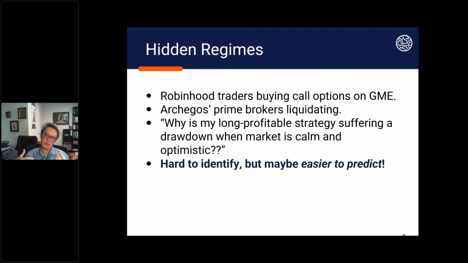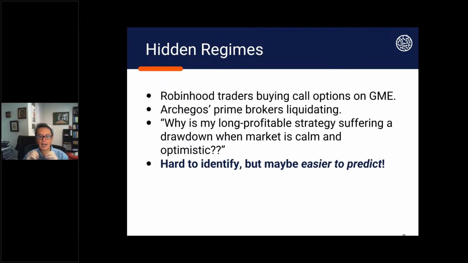You can only infer there are a lot of small trades in call options. That's probably because of the Robinhood traders. But unless you are the Robinhood CEO or the operations team, it's very hard to identify when they suddenly discover buying call options on these kinds of meme stocks. But interestingly, they are easy to predict, because they have these telltale signs flashing all across the market, such as a lot of options activity going on in the small cap stocks and so forth. They actually are easier to predict than the explicit regimes that we talk about, such as bullish and bearish regimes.